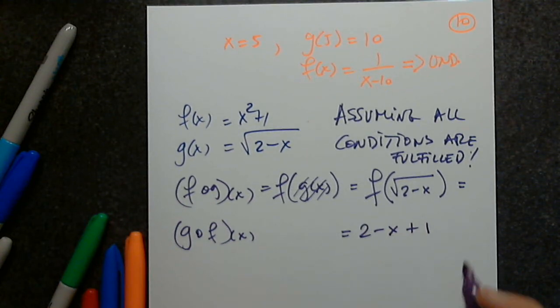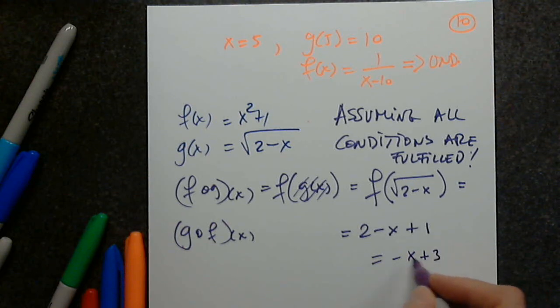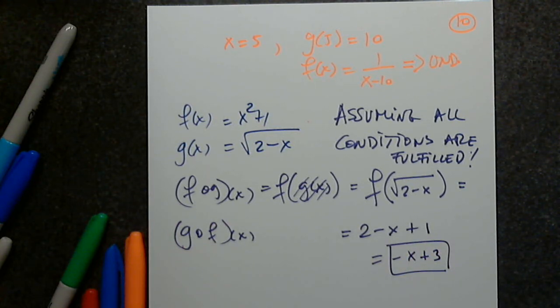Awesome. In descending order, negative x plus 3. This is a new function that was created with a function composition of f of g, where g was the inner function and f was the outer function.